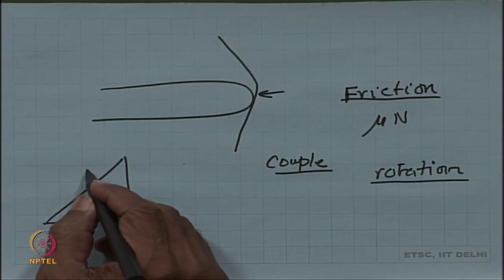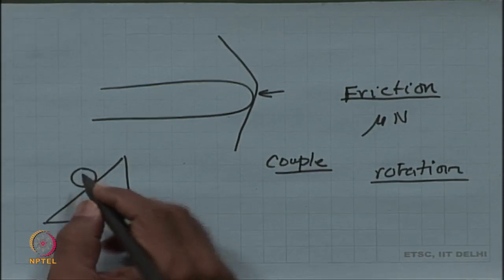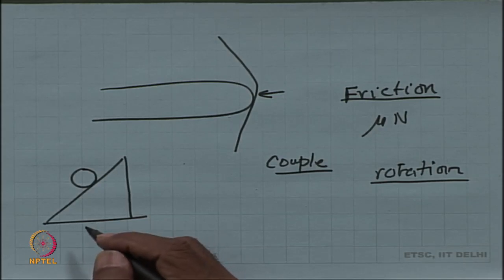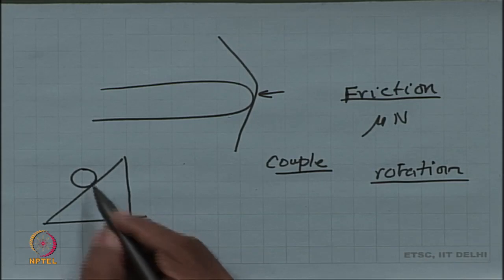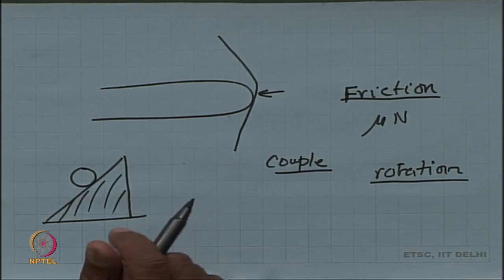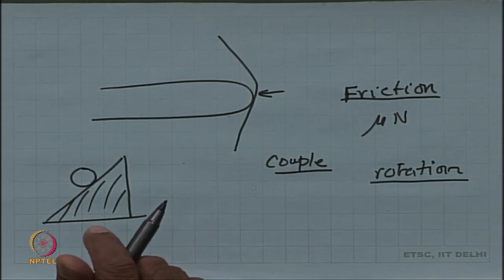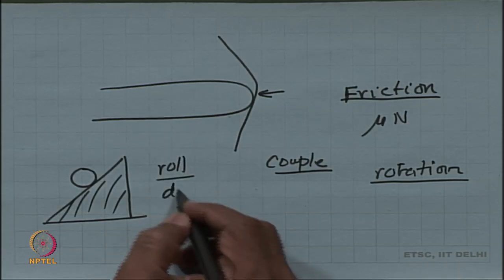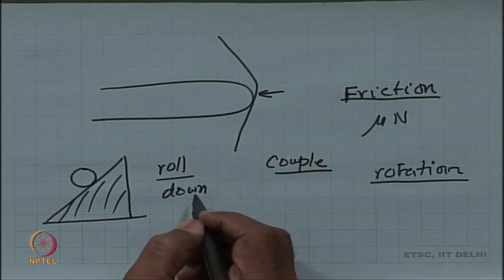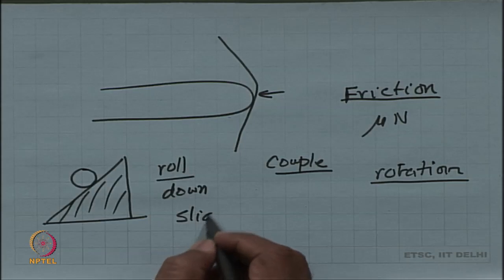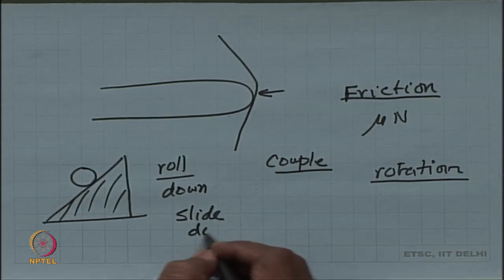If you put a roller on an inclined plane, what happens? What do you expect if you keep this roller on an inclined plane? What is that? It will roll down. Why will it roll down? Why should it not slide down? Because of gravity.